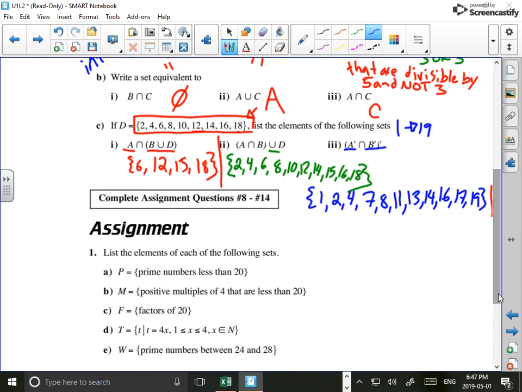And that is it. So those are just the answers to the first few. The homework questions that we are going to do is all of them.